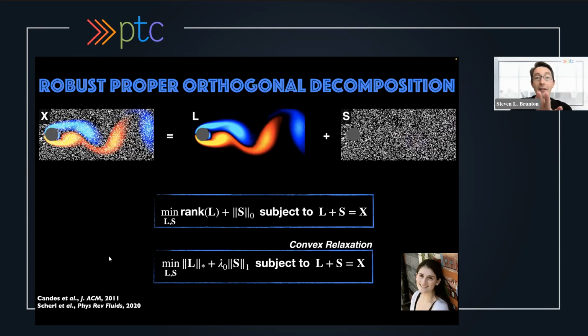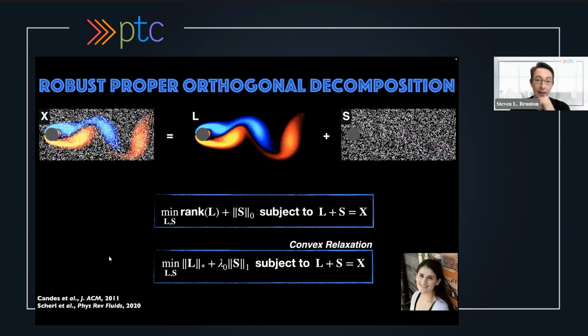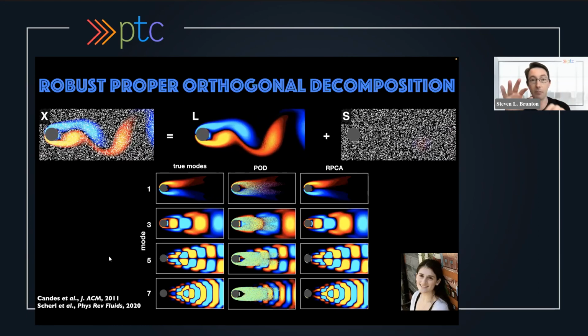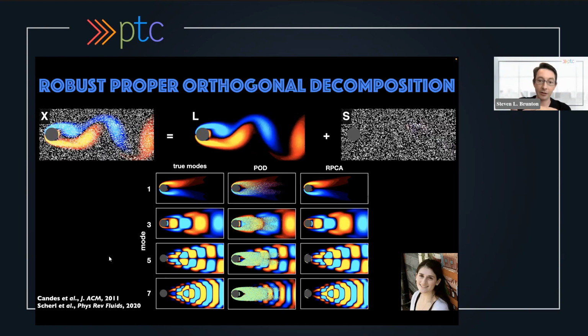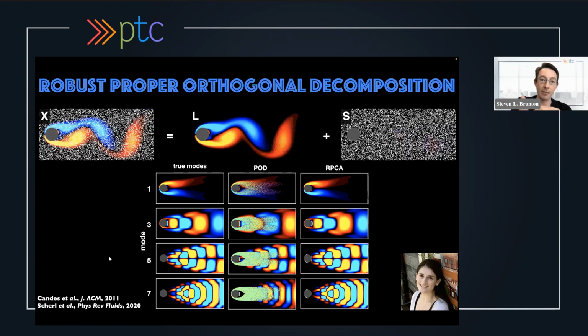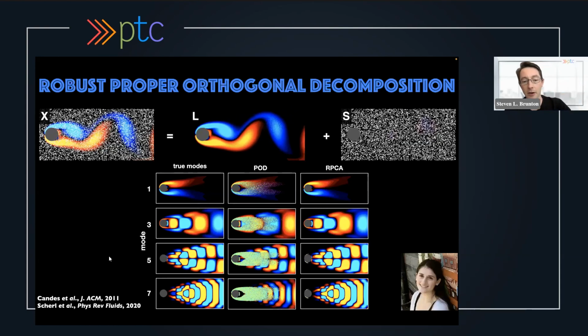Okay, so once we have decomposed this noisy data set X into a nice clean data set L, you can do things like find its modal decompositions, and you get much, much cleaner modes in the right column. This is after cleaning with RPCA, compared to the middle column, which is when you apply this to the noisy data, and you get better modes too. Okay, so that's one example.